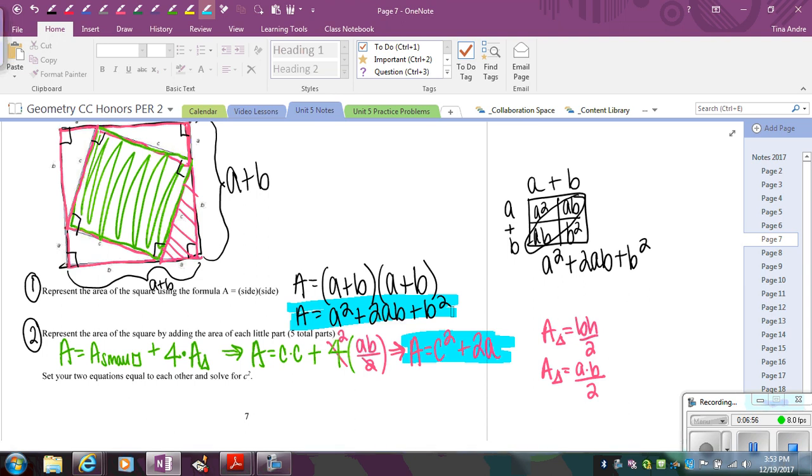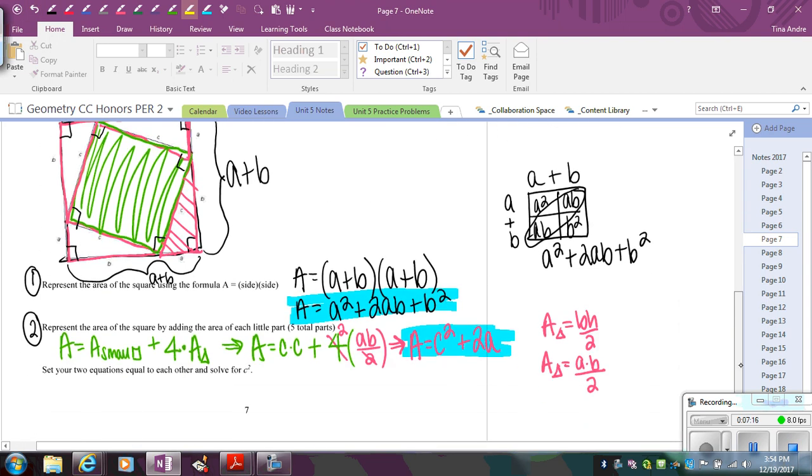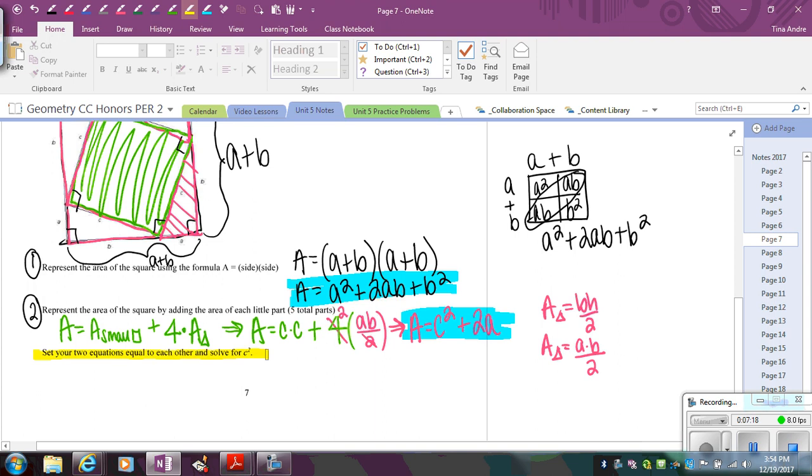So these two things have to be equal to each other because they belong to the same square. These are both legit methods for finding the area of the square, and we're using the same square, so the areas have to be the same. So now for this last step, what I can do is set the two equations equal to each other. So set the 2 areas equal and solve for C.